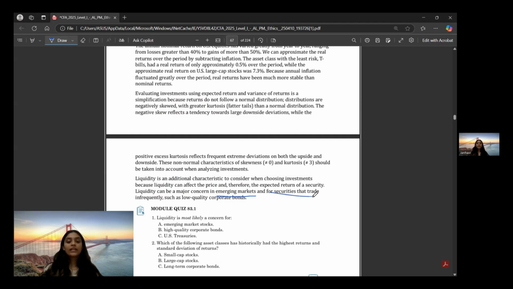And for the securities that are traded infrequently, such as low quality corporate bonds. Now, what are low quality corporate bonds? They are the bonds that are issued by companies which have a poor credit rating. So liquidity will be an issue for such securities.